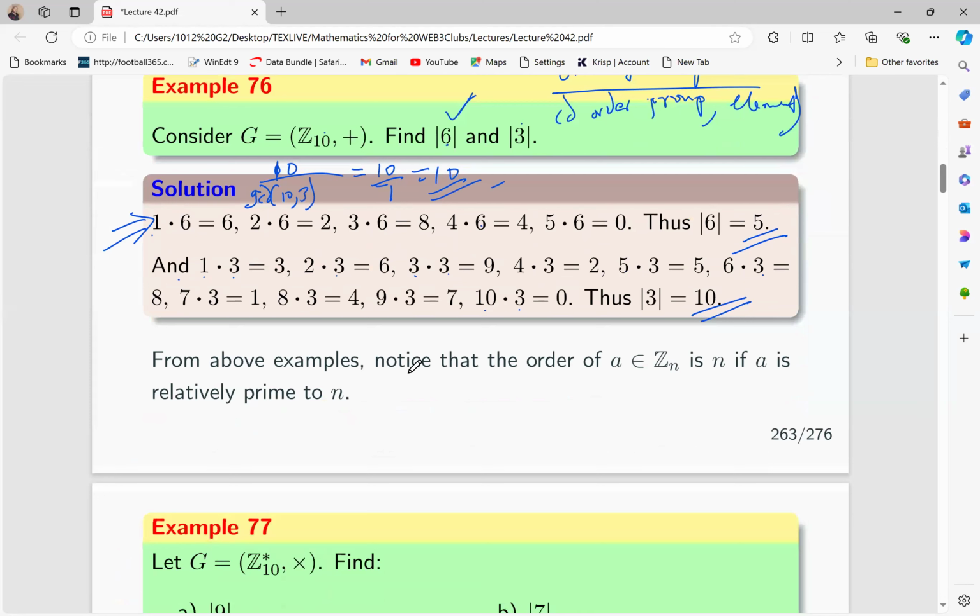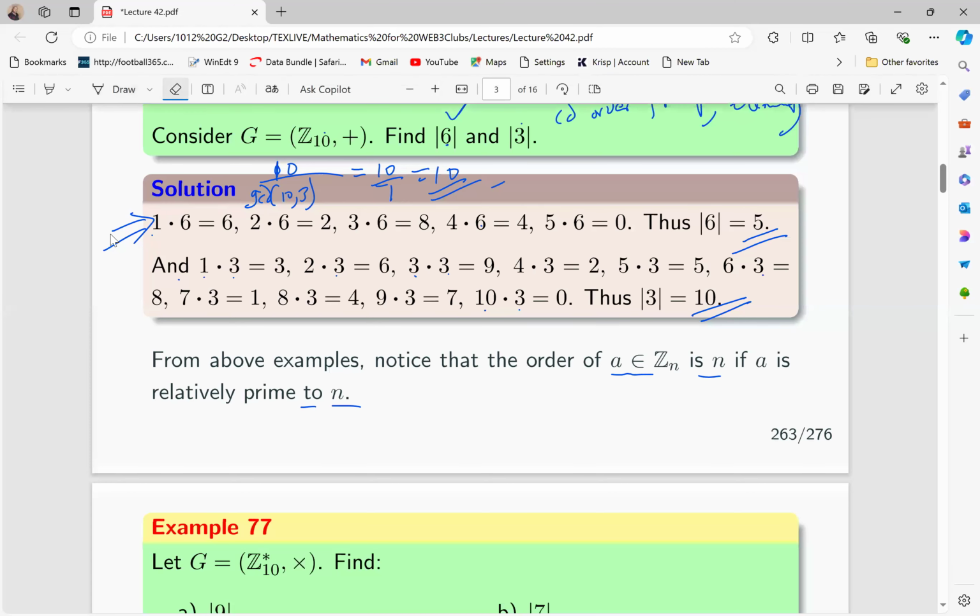Now, there's something I've said here. From the above examples, notice that if the element A is relatively prime to n, I didn't complete the statement. Notice that the order of A will be n if A is relatively prime to n. That is something I just wanted to emphasize. But of course, I've shown you the other way of doing it, using the order of the group over the GCD of the element and the order of the group.